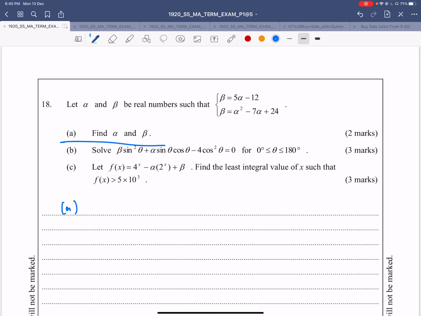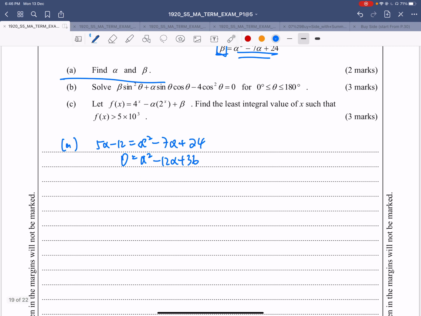So part A, you can actually isolate B. These two are equal, so you can write 5 alpha minus 12 equals alpha squared minus 7 alpha plus 24. Alpha squared minus 12 alpha plus 36 equals 0. Afterwards, you can solve this quadratic equation using the quadratic formula, or you can use the calculator program.